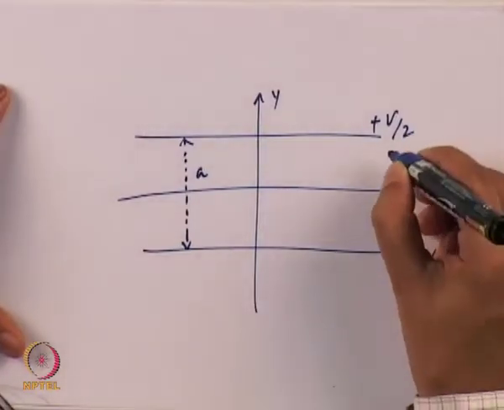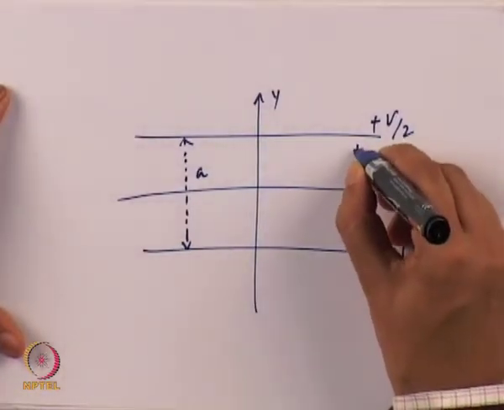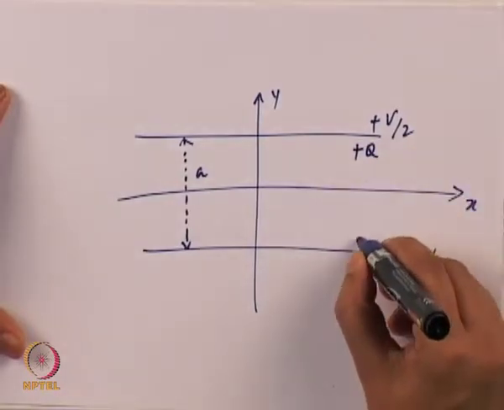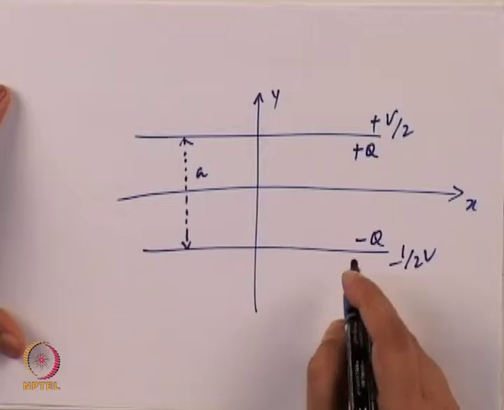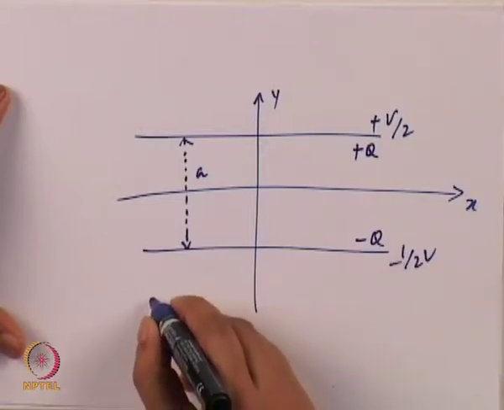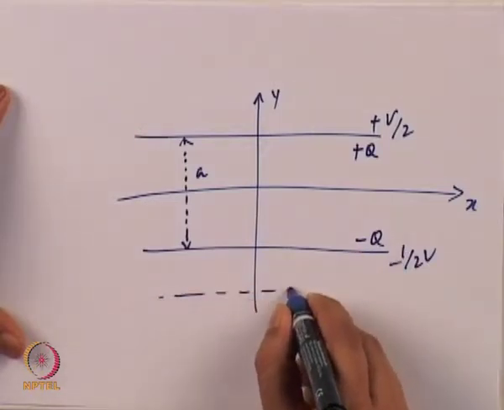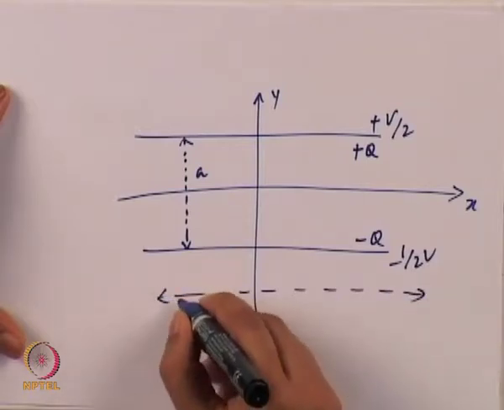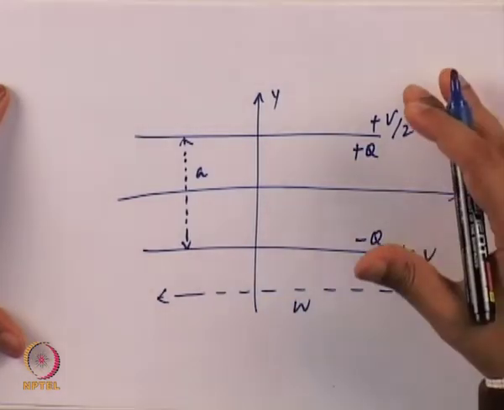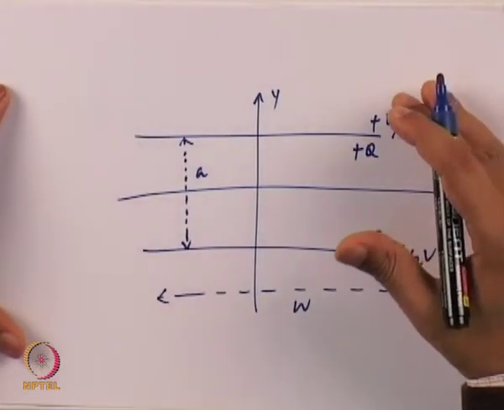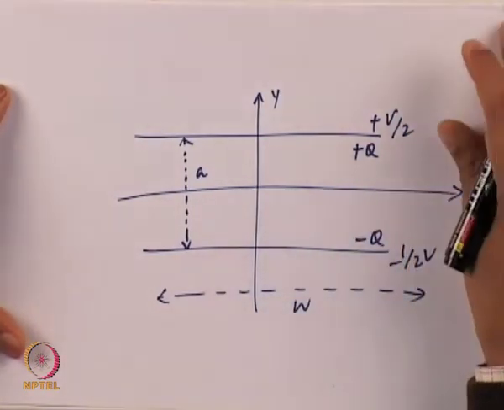The top plate is going to have positive charges on it, the bottom plate is going to have negative charges minus Q, and the width of the plate is given by W. So this is the 2D parallel plate capacitor problem that we are going to solve using the method of moments.